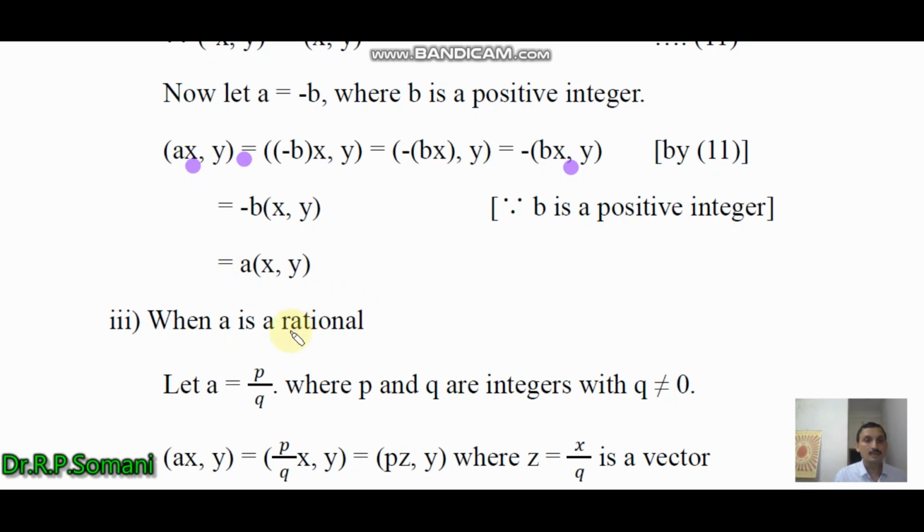Now we check for a rational number, that is when a is rational, that is a equal to p by q, where p and q are integers with q not equal to 0. Then we have ax, y equal to p by q x comma y equal to p z, y, where we put z equal to x by q, a vector.